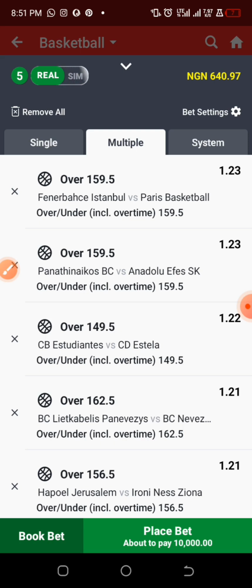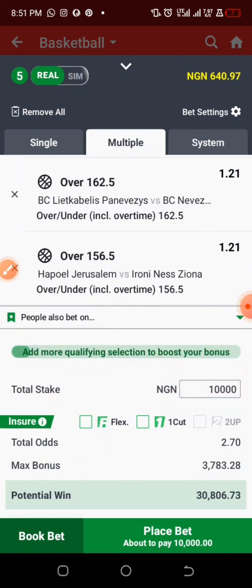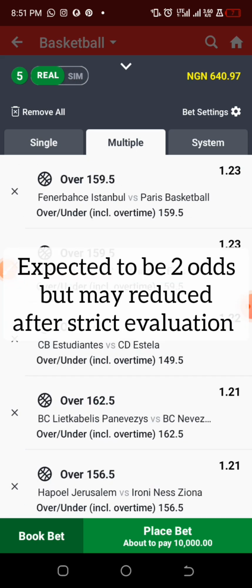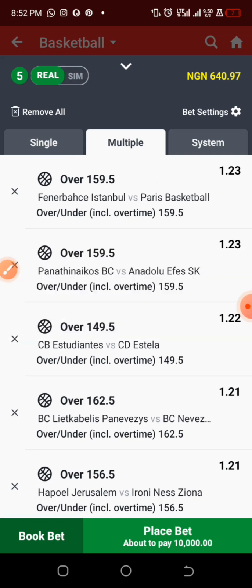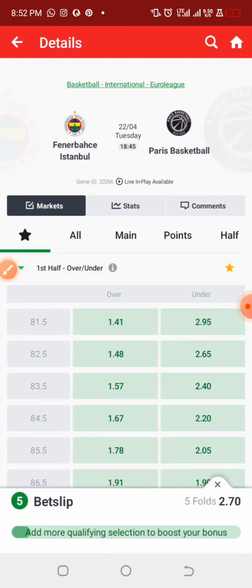So I picked just 5 games, and I'm going to show you guys how I pick them up and the fast method to predict your daily 2 odd using this Sportybet app. Alright, so these 5 games, I'm still going to remove some of them because I just selected them randomly based on the stats that I looked into. The only thing I do is click on the games and check the stats.